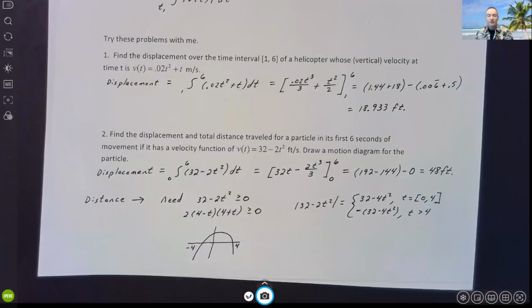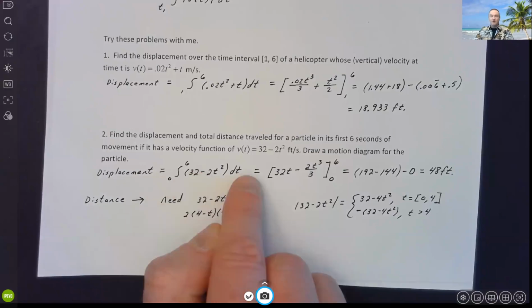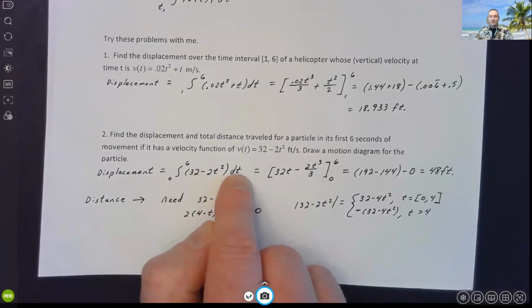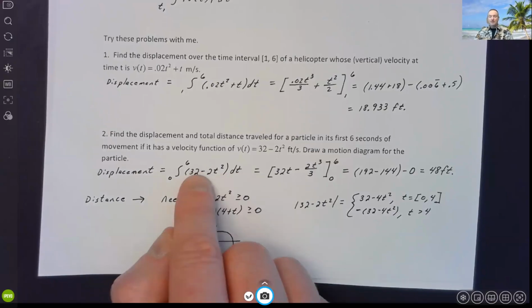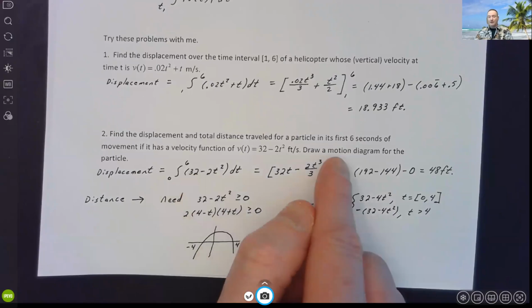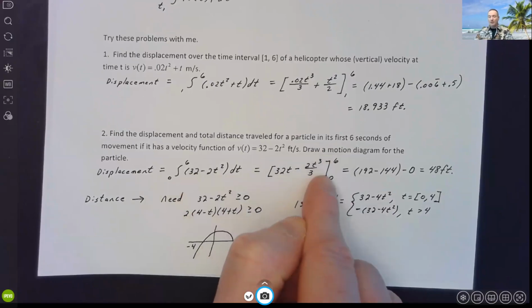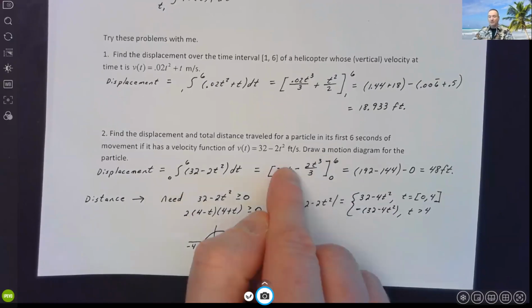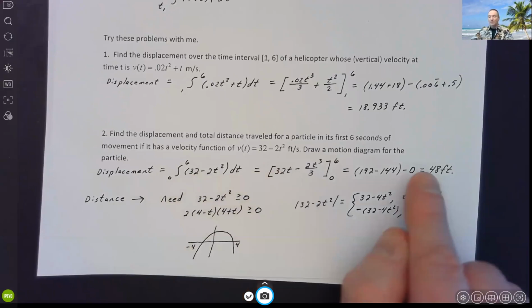Okay, so displacement is never an issue. You can just say the displacement is the integral from where the motion begins to where it ends. That's from 0 to 6 seconds of that velocity function with respect to time. So when we integrate, we get 32t minus 2/3 t cubed. And then we're evaluating that from 0 to 6. I don't even need to worry about the lower limit because this polynomial evaluated at 0 is just going to be 0.